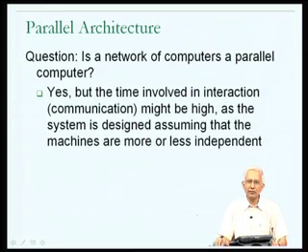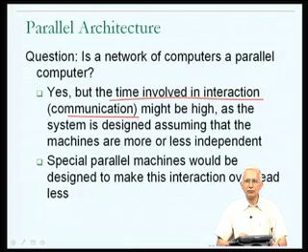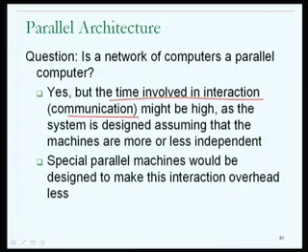Now the problem with the network of computers is that technically we could call it a parallel architecture, but the time involved in interaction or communication is likely to be more than it needs to be, because in the case of a network of computers, the individual computers were designed to be independent of each other, and they happen to have been networked together using networking hardware. But in truly parallel computers which were designed specifically for running programs in a mode where there's more than one process running, each on a separate processor, it's likely that the machine itself would be designed to make the interaction overheads or the inter-process communication overheads as low as possible.